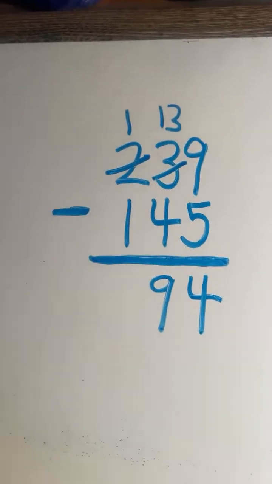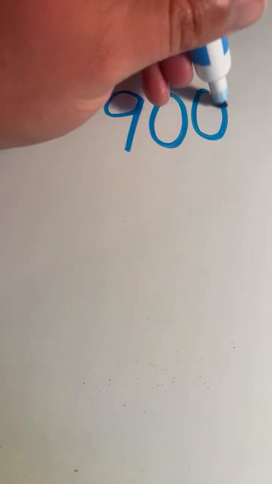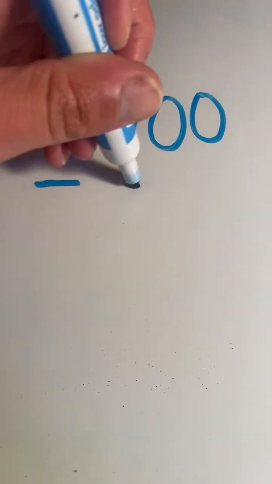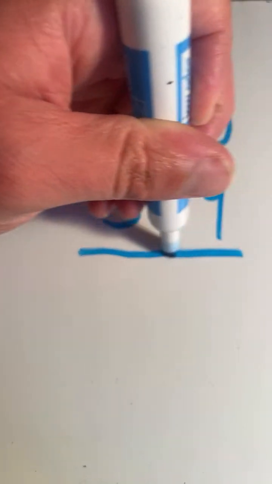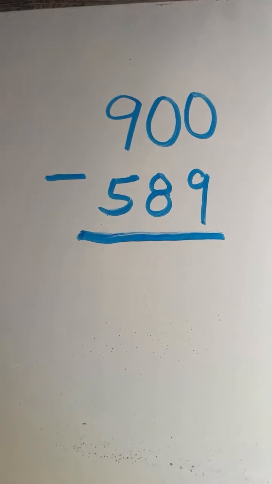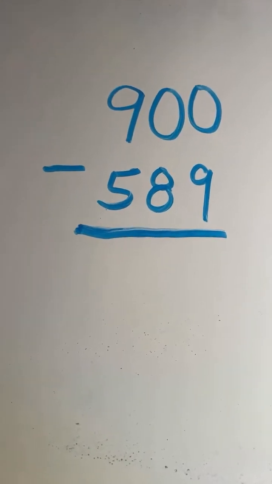All right, moving on to the next example problem. Somebody said easy in the chat, so I'm going to make this next one more difficult. All right, here we go. 900 minus 589. 900 minus 589.